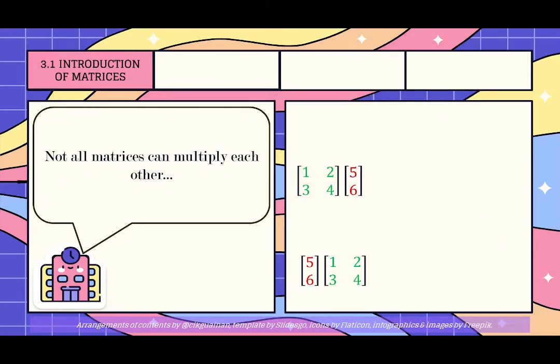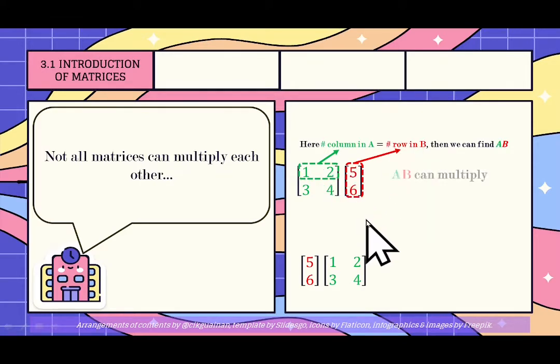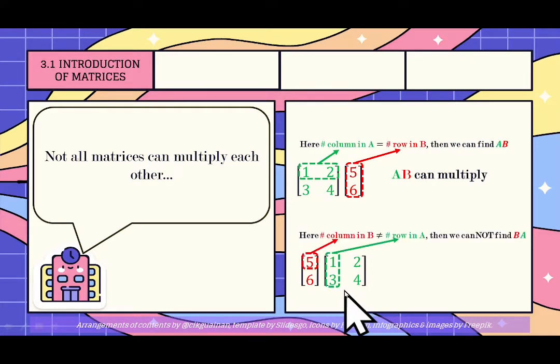Not all matrices can multiply each other, so you had better watch out for the number of columns and rows. For the first one, the number of columns in A, the green one, equals the number of rows in B. Therefore, we can find AB. But if we switch the order, putting matrix B in front and matrix A at the back, the number of columns in B is not equal to the number of rows in A. Therefore, we cannot find the multiplication of B and A.